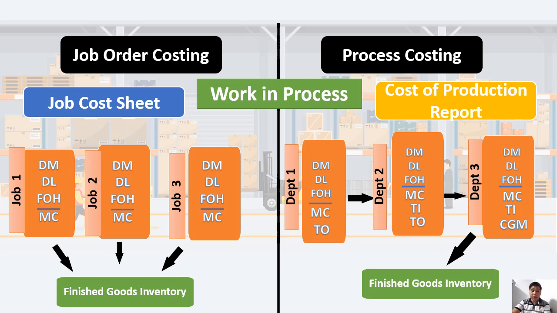So, as you can see, the only difference of job order and process costing is how the cost is being transferred to finished goods inventory. Kasi sa job cost sheet, diretso lang siya pababa. So, from raw materials to each job, then diretso sa finished goods inventory. While sa process costing, it undergoes sa maraming process wherein mapupunta muna siya sa department number 1, then sa department number 2, department number 3, at ultimately magiging part yan sa finished goods inventory. So basically, this is one of the major difference between job order costing and process costing with regards to the maintenance of the work in process inventory.